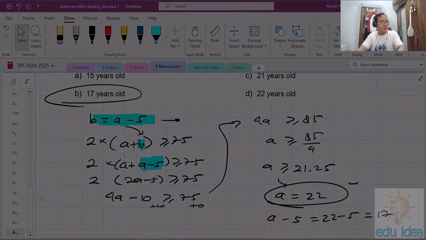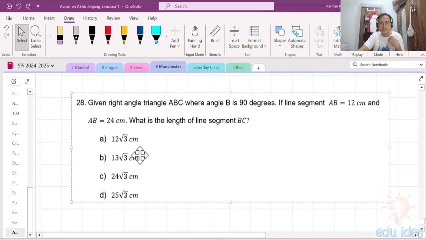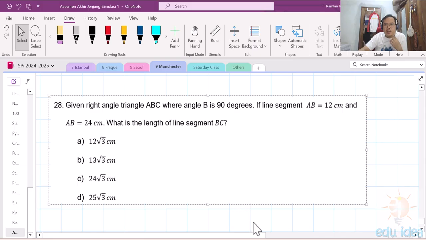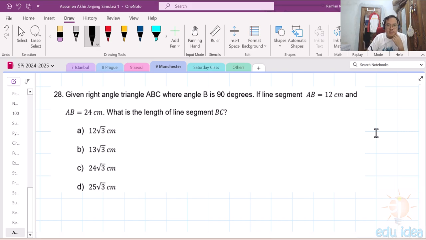Right angle triangle. Sorry guys. Given a right angle triangle ABC where angle B is at 90 degrees. If line segment AB is 12 and, sorry, this is not AB, this should be AC, guys, equal to 24. What is the length of line segment BC?